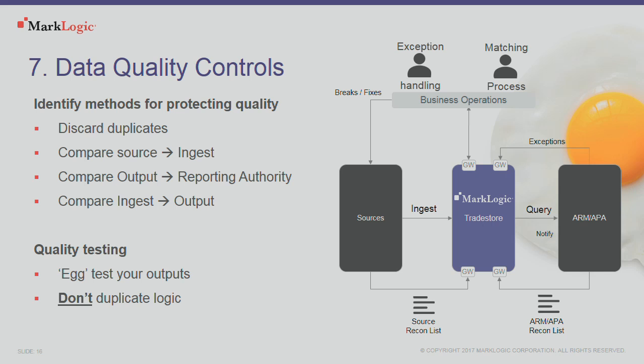I actually call it the egg test: you throw the data at the regulator, and if it breaks, then you know that there's something wrong with it and you need to fix it, because don't worry, they'll let you know. Then you fix it, you remedy it, you revalidate it, and you push it down. Simple.